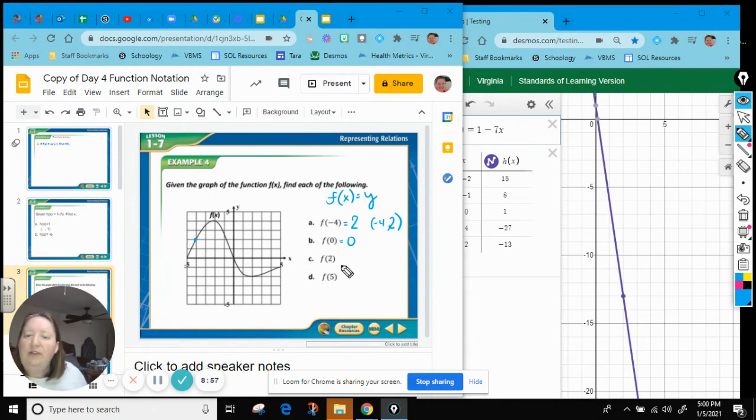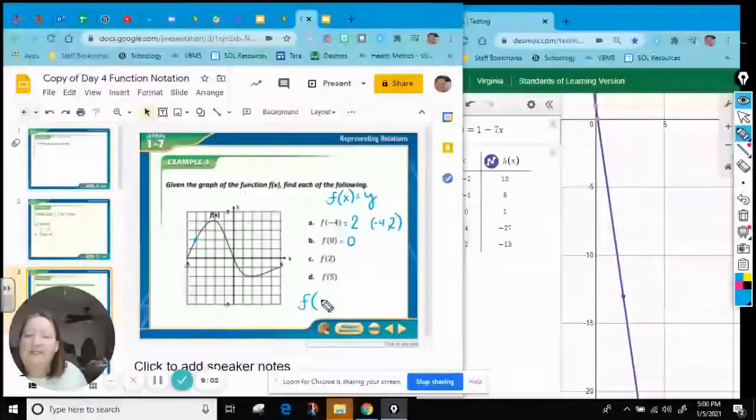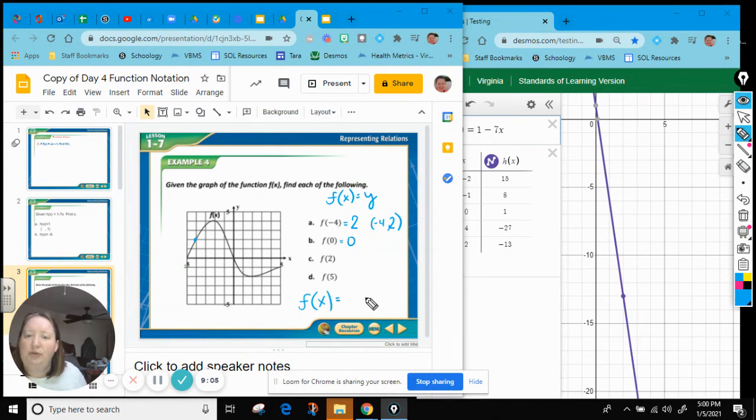What if it gave you f of x is equal to -1? What is that asking? That is asking, what is the x value when you're given the y value of -1? So here's my y-axis. I'm going to go to -1. And I'm looking for what is the x value. Well, there's a point here, and there's a point here. So you could describe both of them as values for when y is -1.